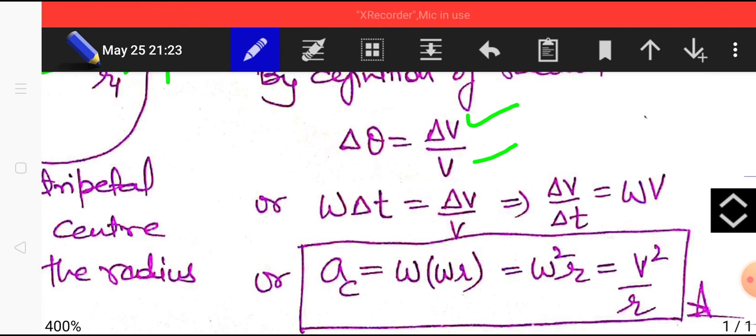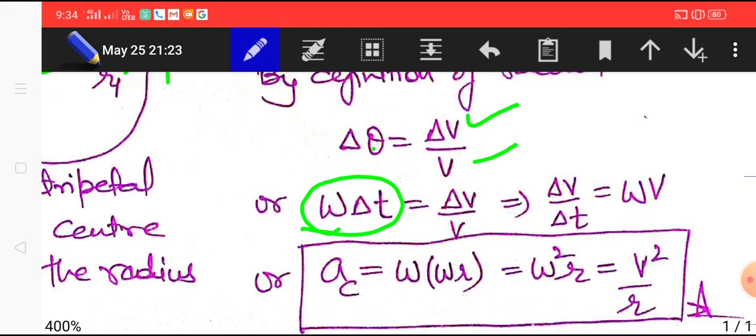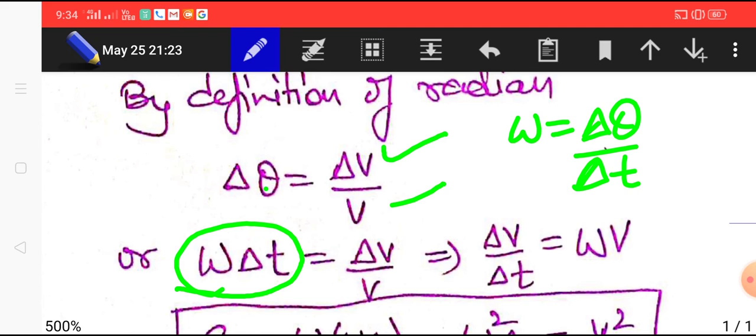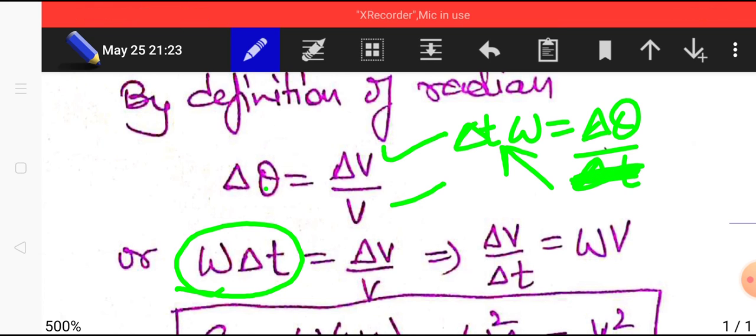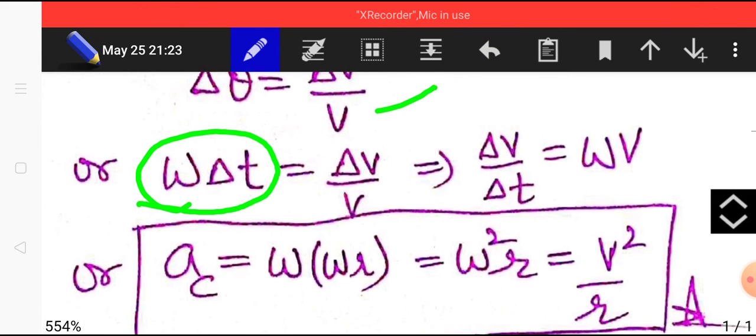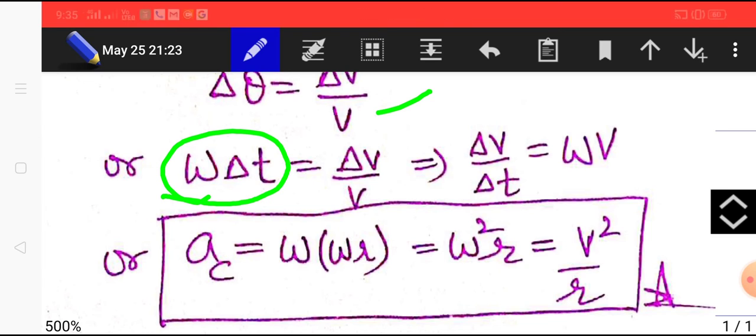So if delta theta is delta v by v, I can write omega delta t in place of delta theta, because we know that omega is equal to delta theta by delta t. So I can always write omega multiplied by delta t in place of delta theta. So your delta theta is equal to omega delta t, that's it, which is equal to delta v by v.